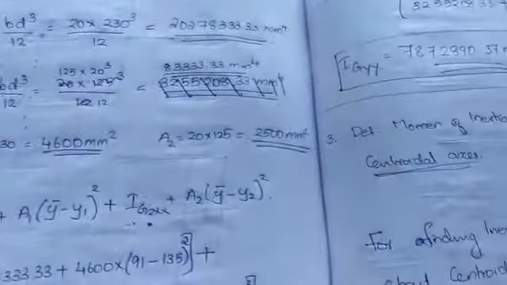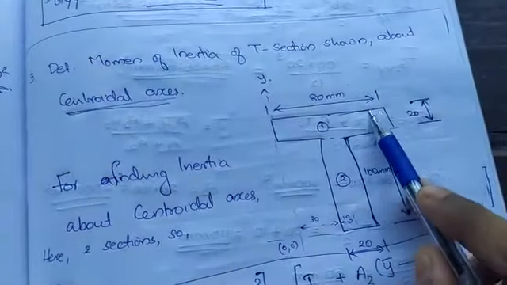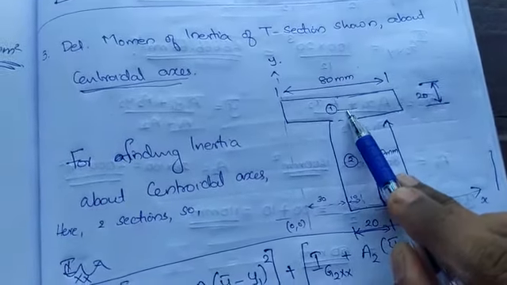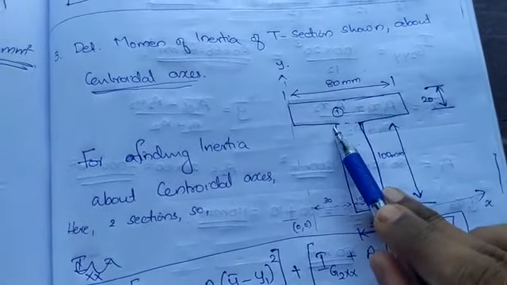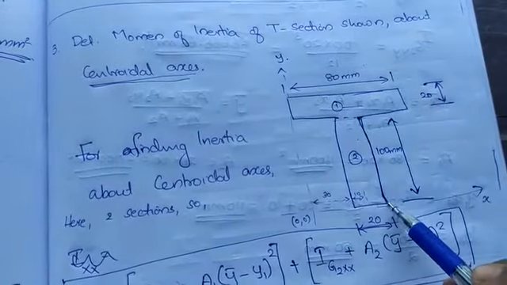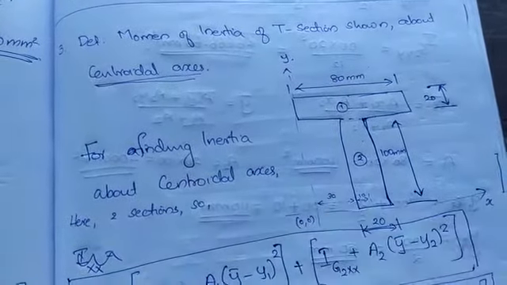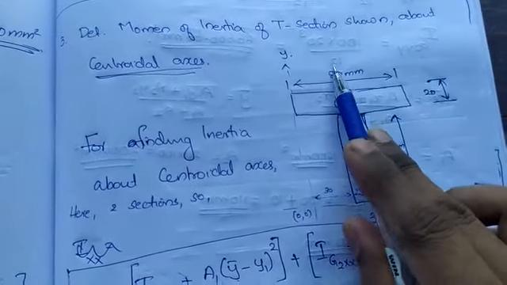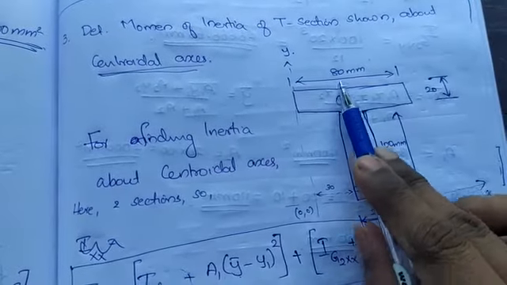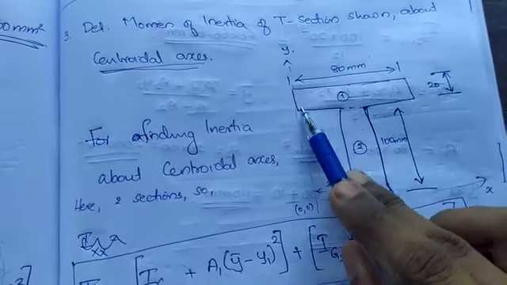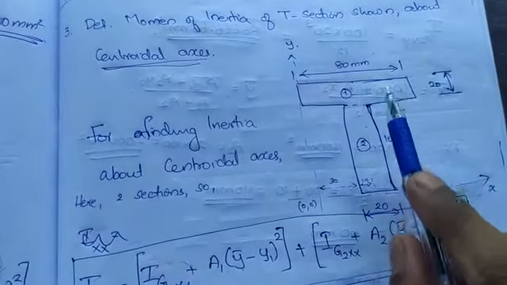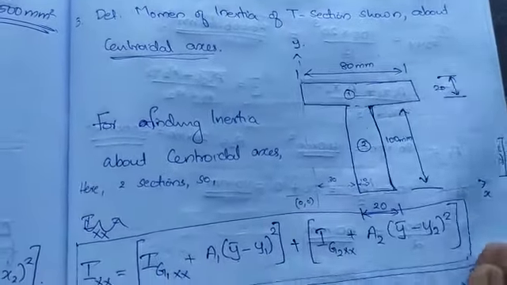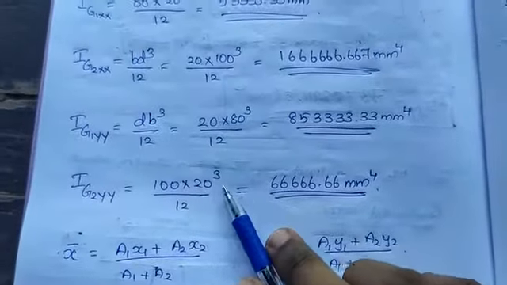First I have done Ig1 xx. Ig1 xx means for this part, that's BD cube by 12, that means 80 into 20 cube by 12. Ig2 xx becomes 20 into 100 cube by 12. Now Ig1 yy: for yy, parallel to y, it becomes DB cube by 12, that means 20 into 80 cube by 12. Similarly Ig2 yy means 100 into 20 cube by 12.